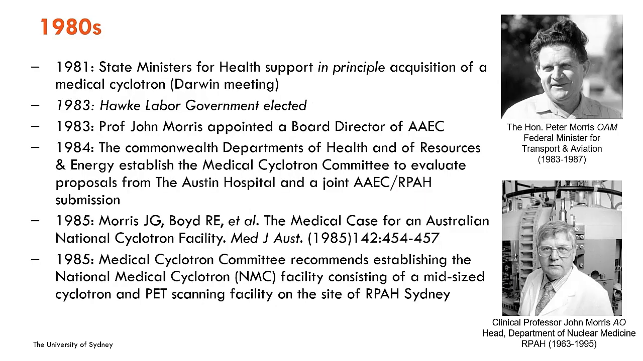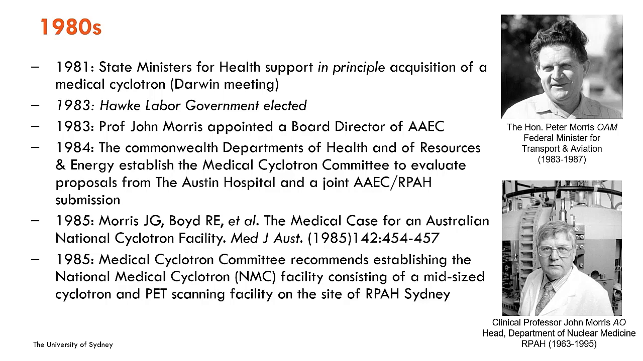So we come to the 1980s, and in 1981, the State Ministers for Health in Australia support the in-principle acquisition of a medical cyclotron at their Darwin meeting. This was obviously a project that had been discussed for 10 years or so and had stalled. The big change came in 1983 when the Hawke Labor government was elected, displacing the Fraser Liberal National government. The reason it's important is the fellow on the right, Peter Morris, became the Federal Minister for Transport and Aviation.